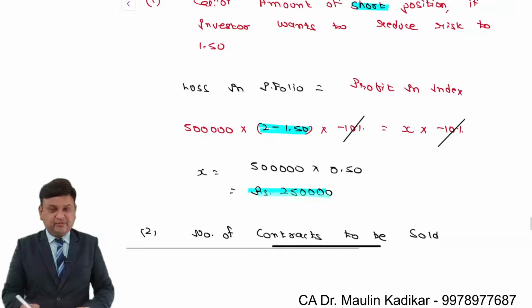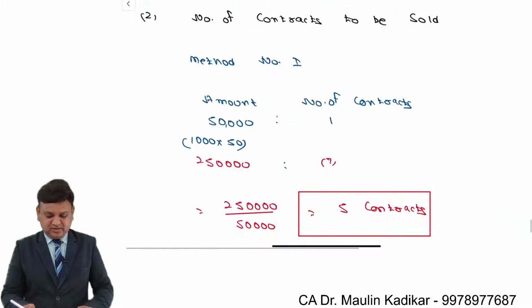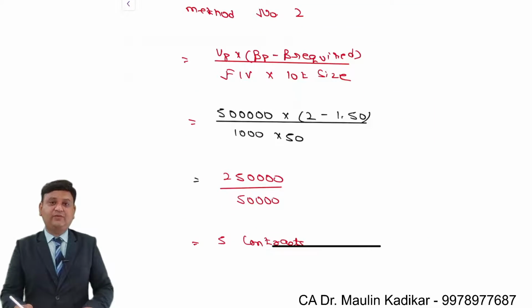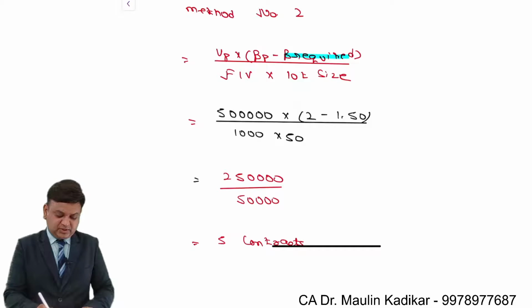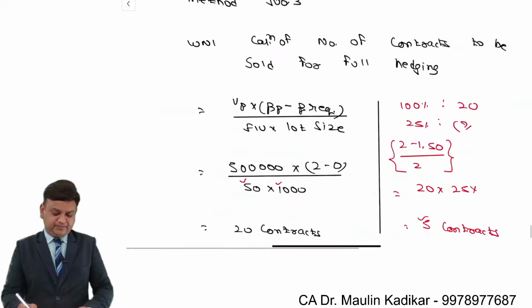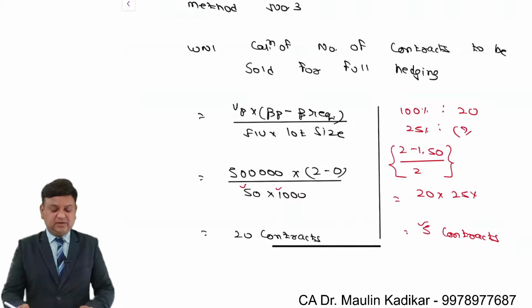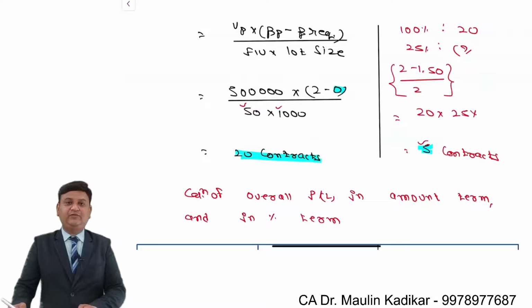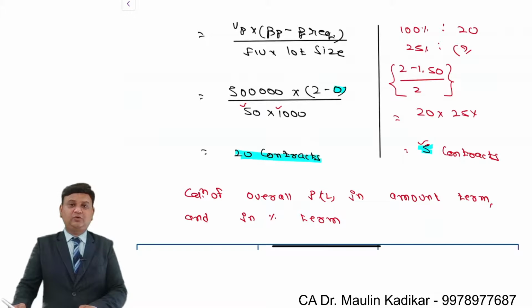So the amount is 2,50,000 rupees. Number of contracts to be entered upon, based on the above working, it is 5. Otherwise you can go with the formula wherein beta required is importantly this time 1.50 for the purpose of calculation of the answer, or otherwise there is a lengthy method wherein first of all you have the complete hedging. In that, 20 contracts are to be entered upon, then we understand that you have to enter into the contract only 5. Why? Because you want to do partial hedging.